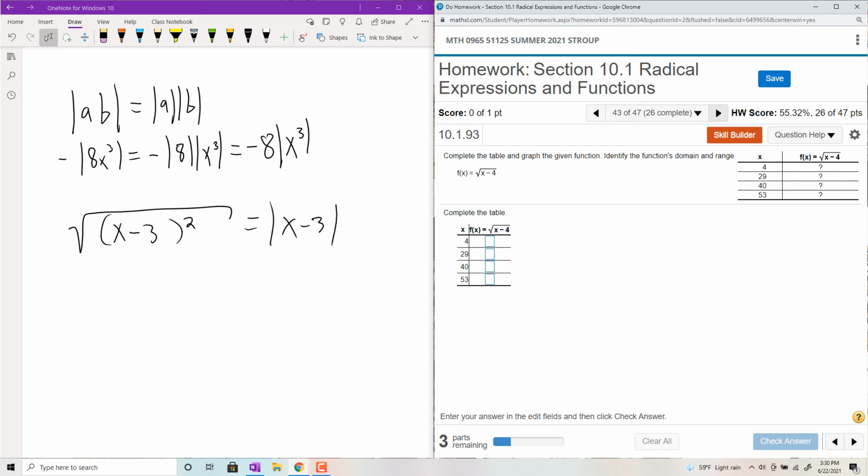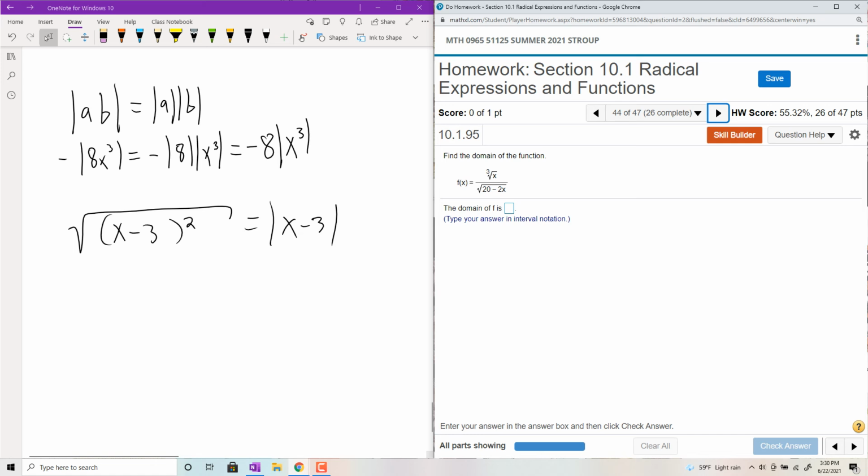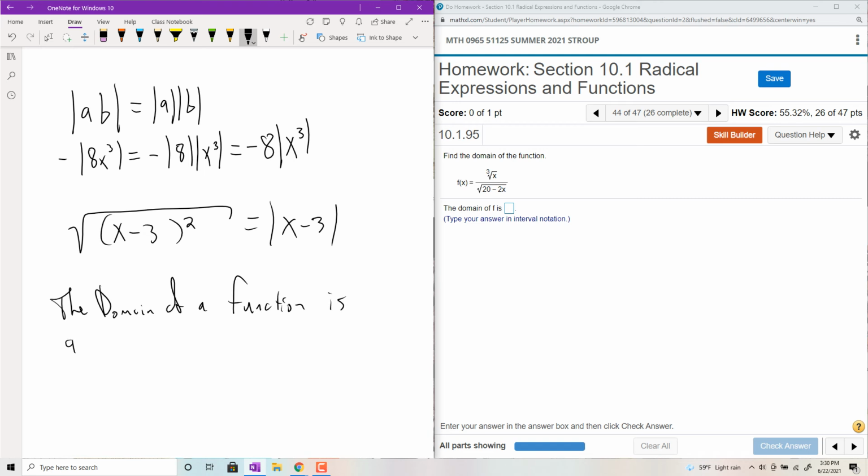Okay, so more of the same. We'll find the domain of this creepy looking thing. So the numerator, you can put anything in a cube root, but that denominator is a troublemaker for more than one reason. So just a reminder, the domain of a function is all real numbers except first numbers that cause division by 0, and then secondly negatives inside of even powered roots.